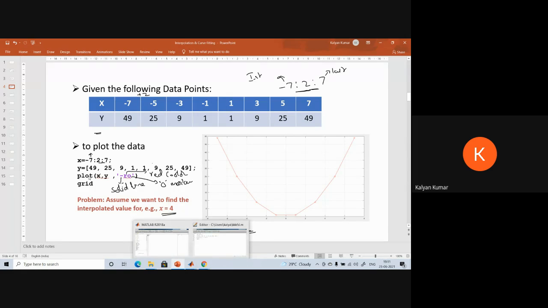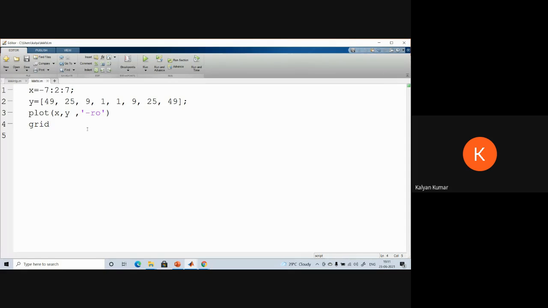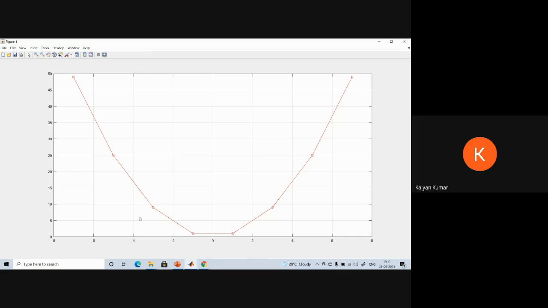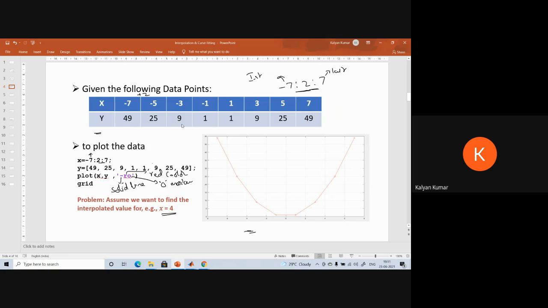To plot this graph, this is the data that I have already copied. Now if I run this, I will get a graph like this. If you observe the data that I have taken in the example, the values of y are such that y equal to x square. So when x equal to 4, I should get y equal to 16.